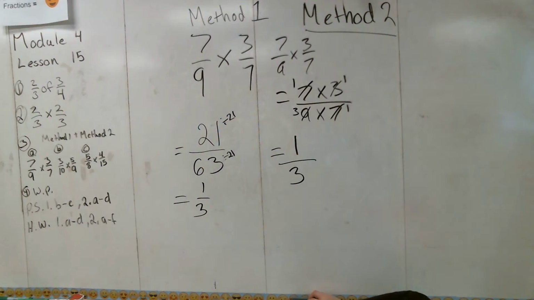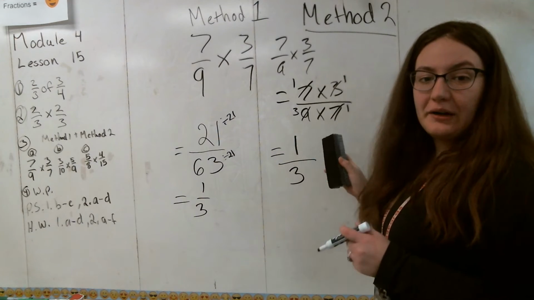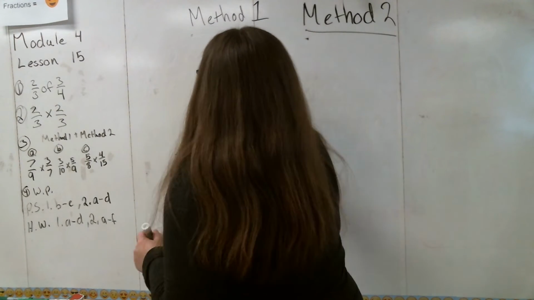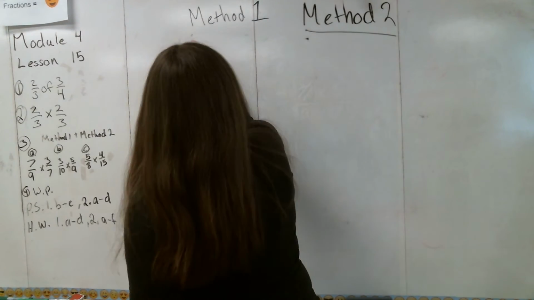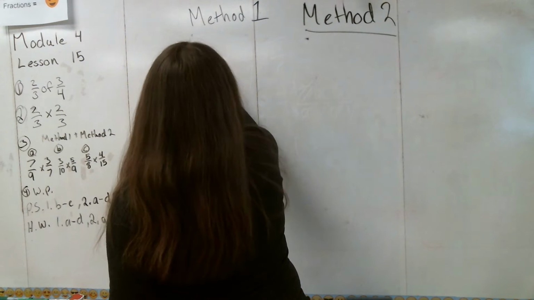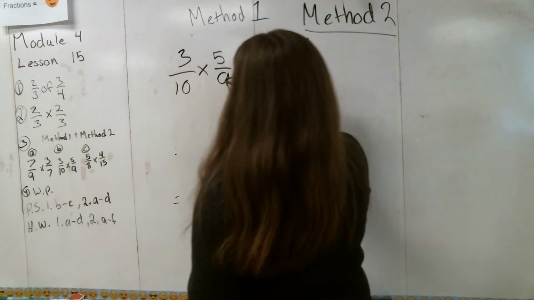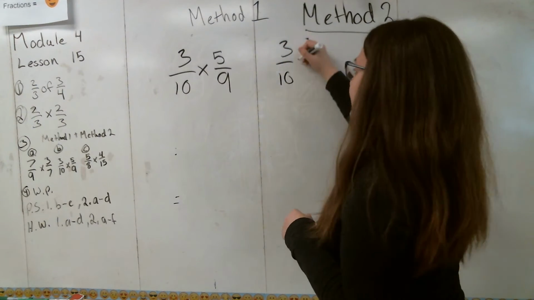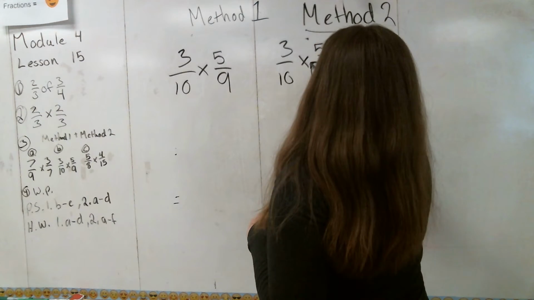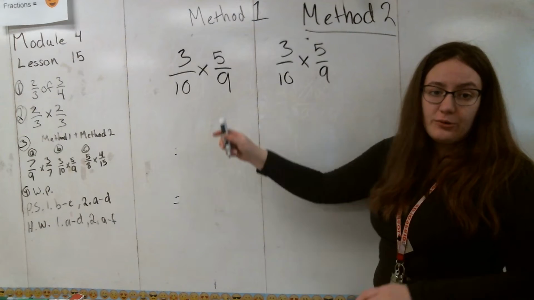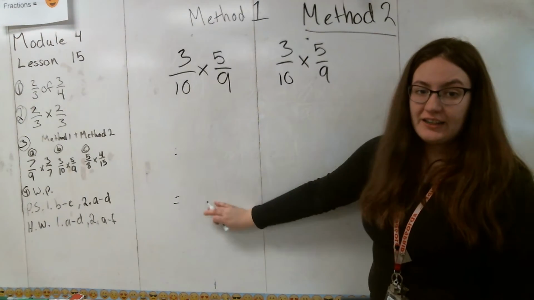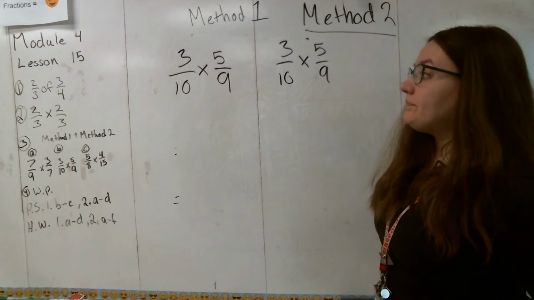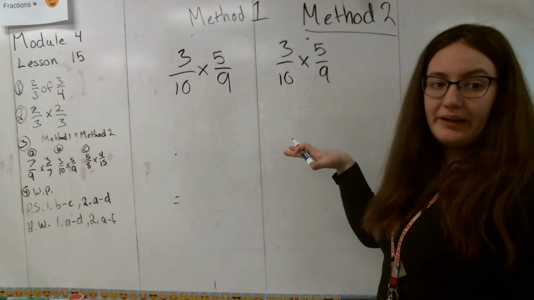All right, I'm going to write the next problem on the board, and I would like you to try that one on your own. So for this next problem, we have 3/10 times 5/9. And what I would like you to do is pick one of these methods and then try to solve using that method. So method 1 is just multiplying it. You're not doing anything different. And method 2 is where you break down those factors and then you get your answer. So make sure you pause, try this problem now.